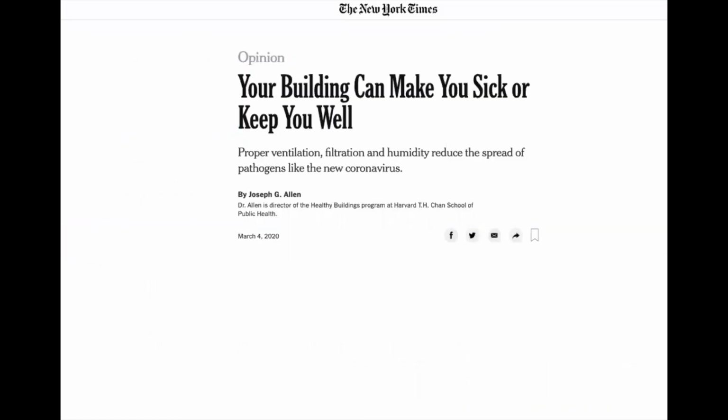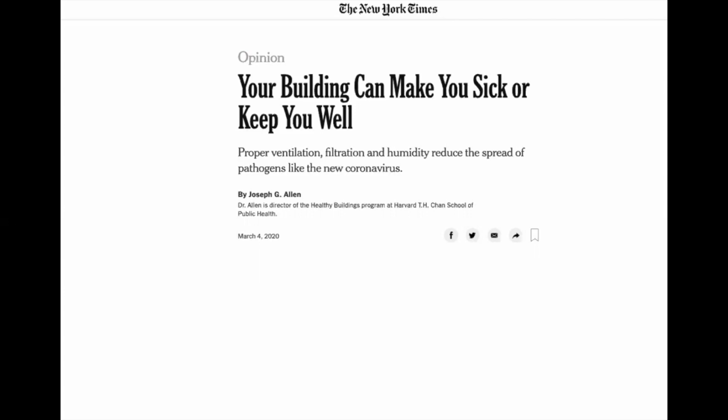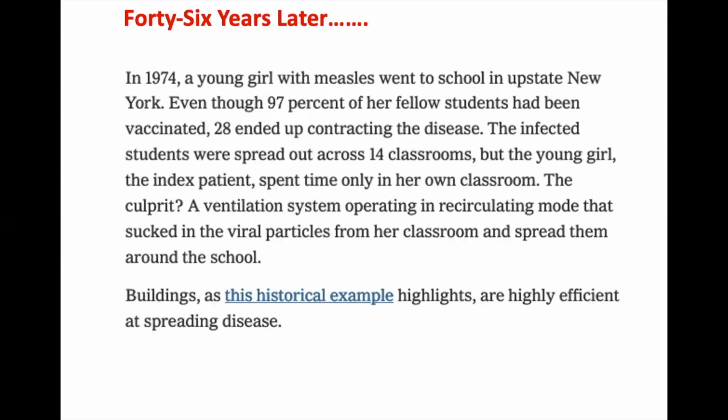This was an article by Joseph Allen, who's at the Harvard T.H. Chan School of Public Health. He was involved with the cognitive function study at the Center of Excellence in Syracuse a number of years back that found that cognitive function improved with better ventilation and lower CO2 levels. He wrote an article in the New York Times recently, and I just picked a few things right out of it. Proper ventilation, filtration, and humidity are what he's talking about.